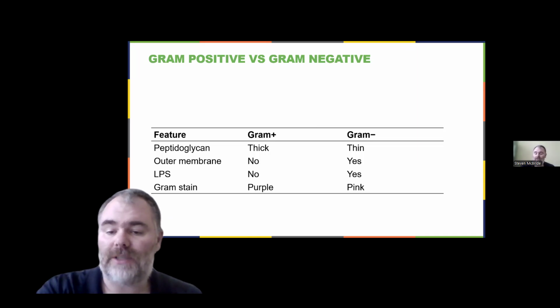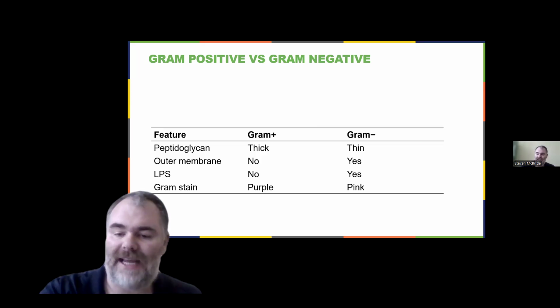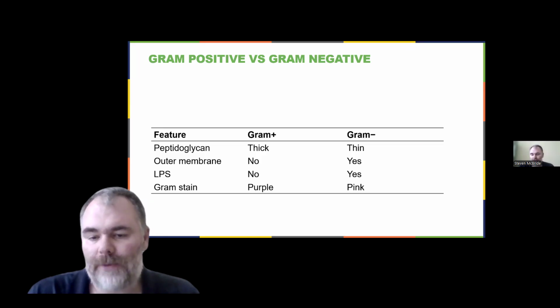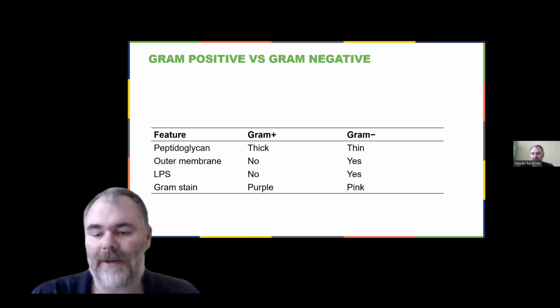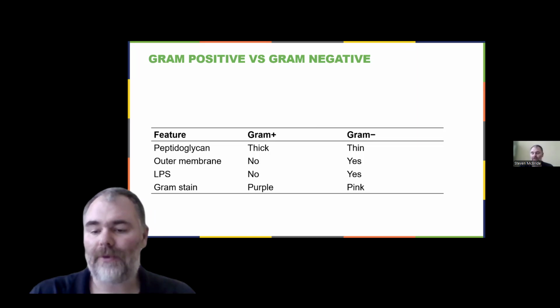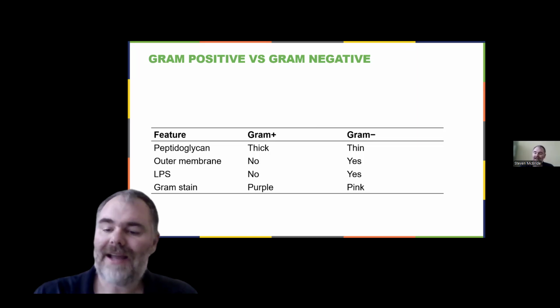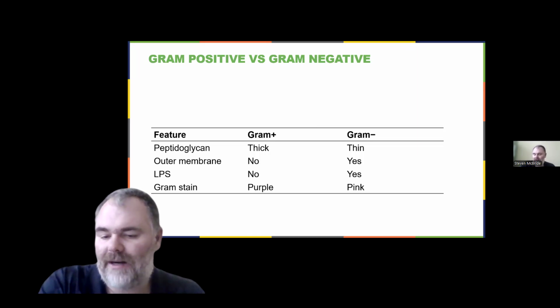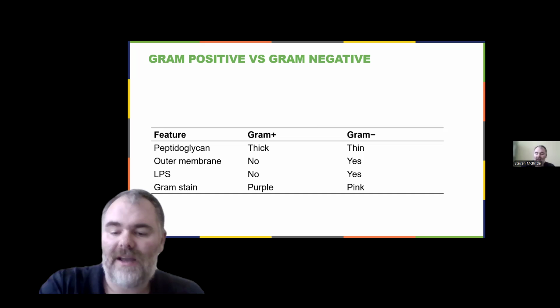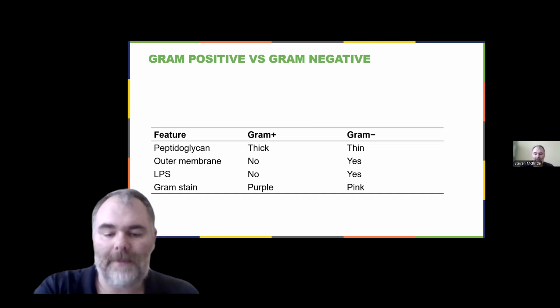Gram-positive cells retain crystal violet stain and appear purple, while gram-negative cells do not retain the stain and instead appear pink after counterstaining. The structure of the cell envelope can also influence resistance to environmental stress and antibiotics. For example, the outer membrane of gram-negative bacteria can act as an additional protective barrier. So although both groups are bacteria, their cell envelope structures are fundamentally different.